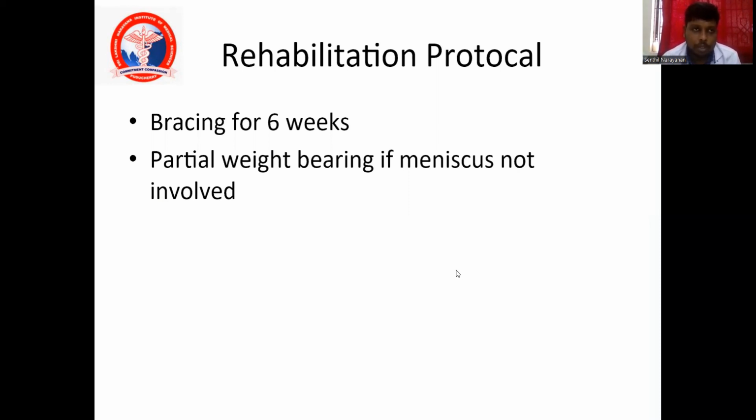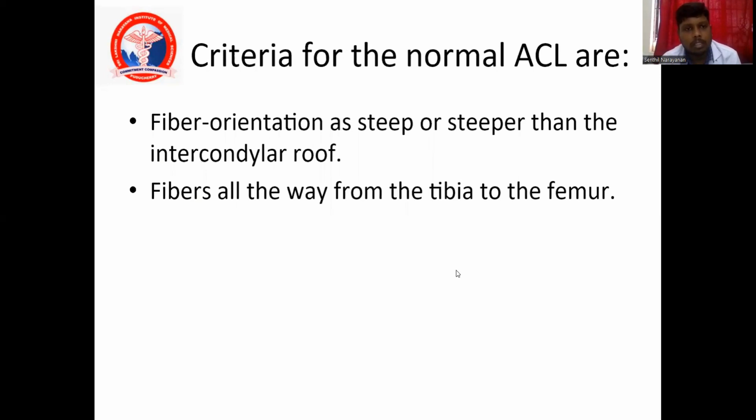If the meniscus has been injured, we allow non-weight bearing for 6 weeks to allow time for healing. Range of motion is kept at full degree. With the range of motion brace, we give full range of motion and partial weight bearing. Criteria for a normal ACL are fiber orientation as steep or steeper than the intercondylar groove.